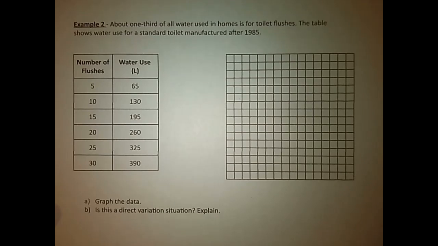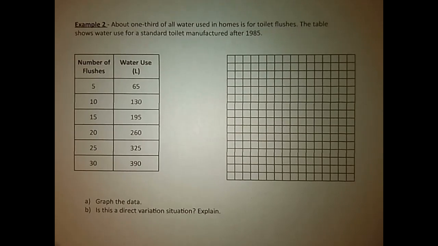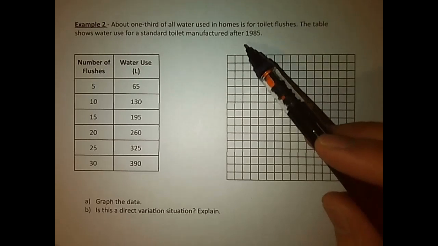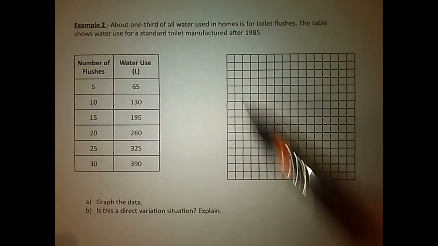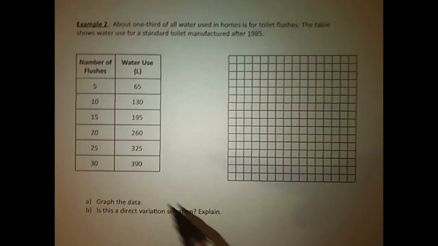Alright, in our next example it says about 1/3 of all water used in homes is for toilet flushes. The table shows the water use for a standard toilet manufactured in 1985. Why do we have this information? It doesn't matter, but let's just answer the question about it.